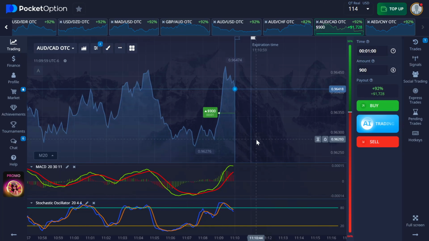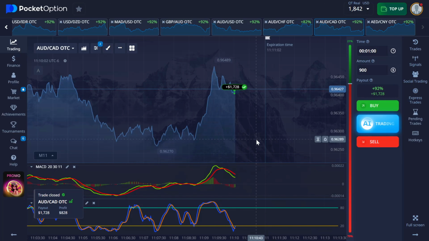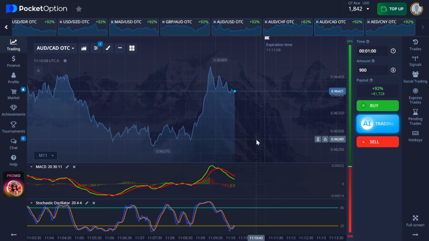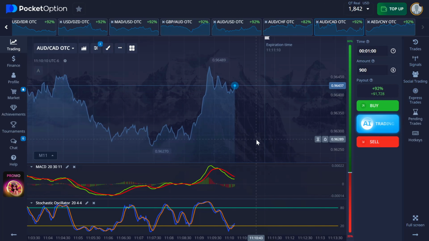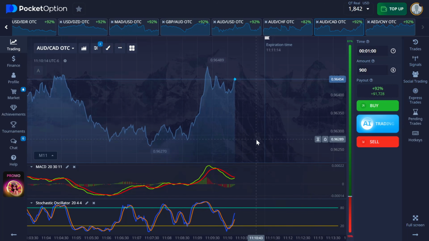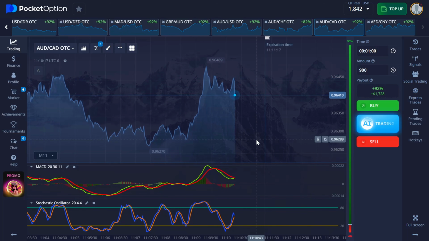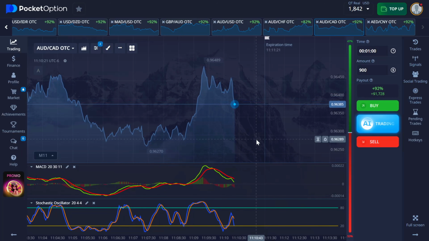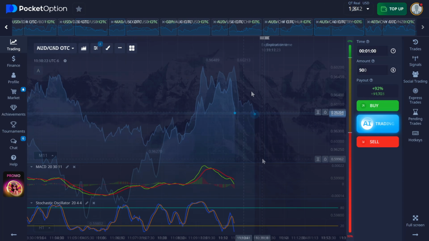But you see how this trade here turns out to be a winning trade when I focus and try to pay attention instead of getting emotional or try to revenge trade. That's a no-no when trading binary options or trading overall. You have to be very nonchalant about your wins and your losses.